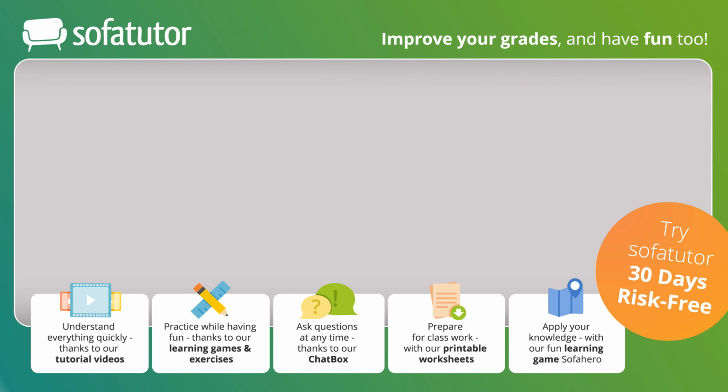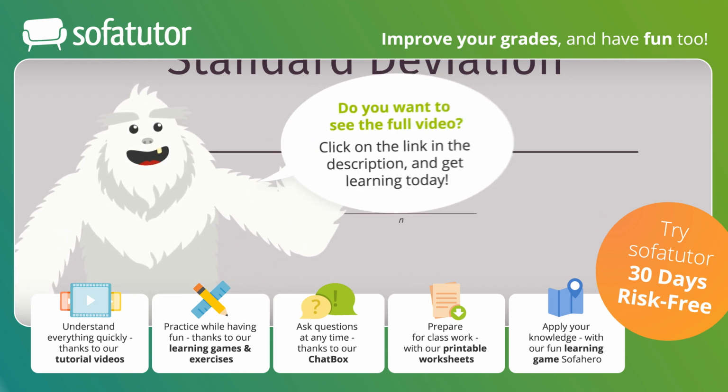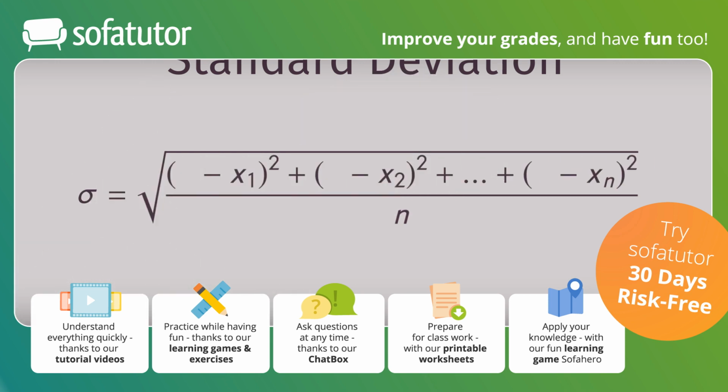Let's see how to calculate the standard deviation of the box scores of each player. The sign for standard deviation is called sigma, which is a lowercase Greek letter and looks like this. And the formula to calculate the standard deviation is the square root of the average of the squares of the difference between each element in the set and the mean of the set.